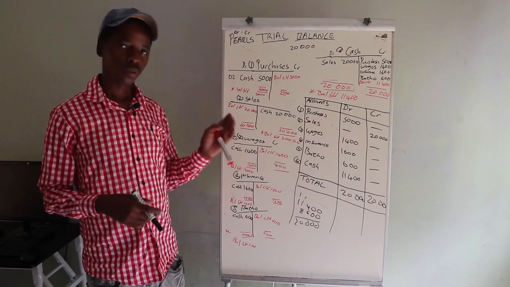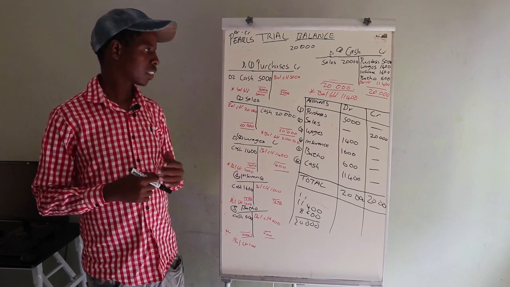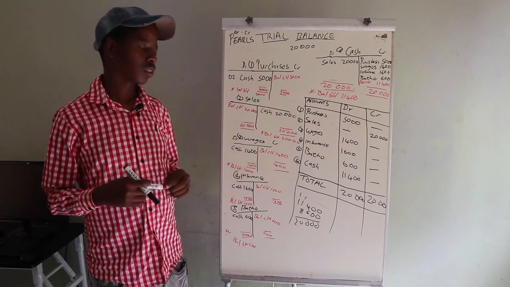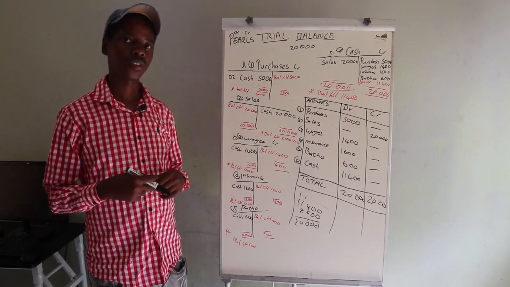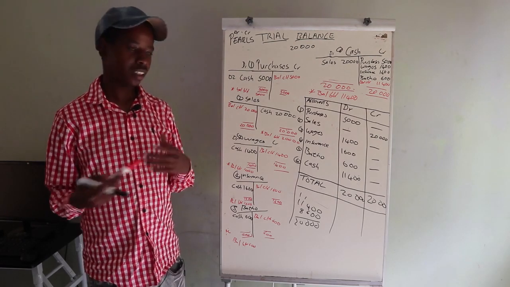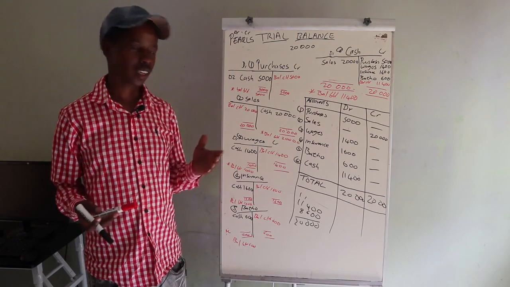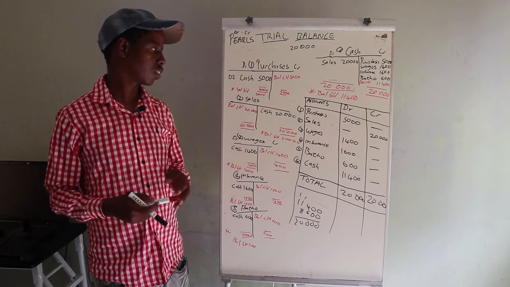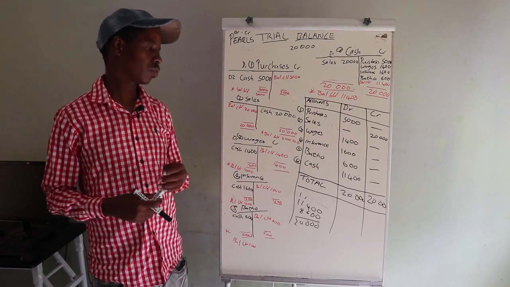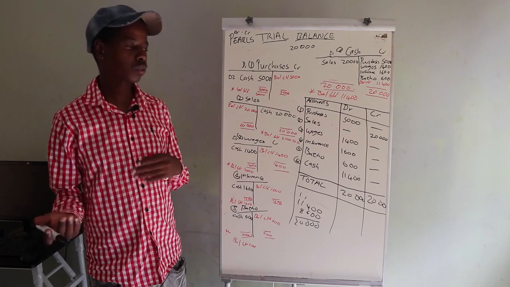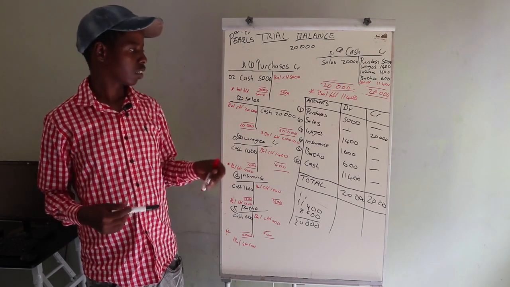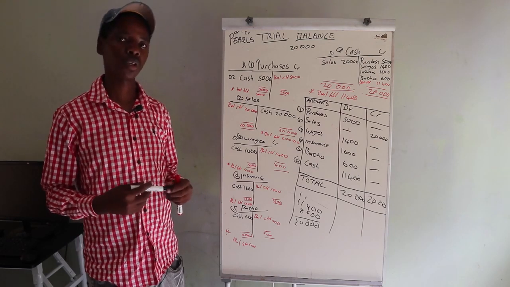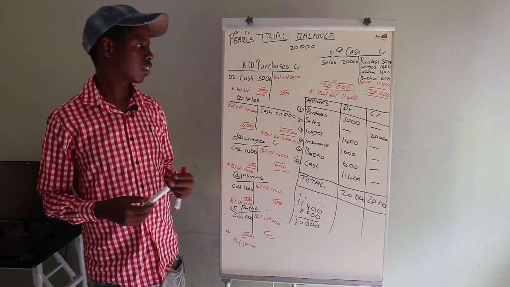So when you prepare a trial balance, most of the time try to arrange your accounts, right, based on the accounting equation. Like you start with assets and then liabilities, then capital, then you add expenses and revenue, right? But as long as you know where to place them, there's no problem when you are preparing the financial statement.